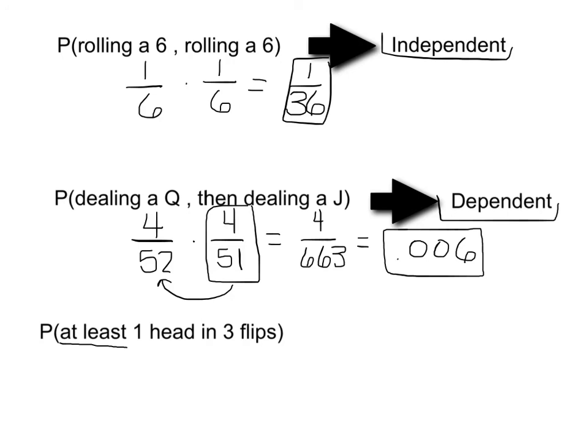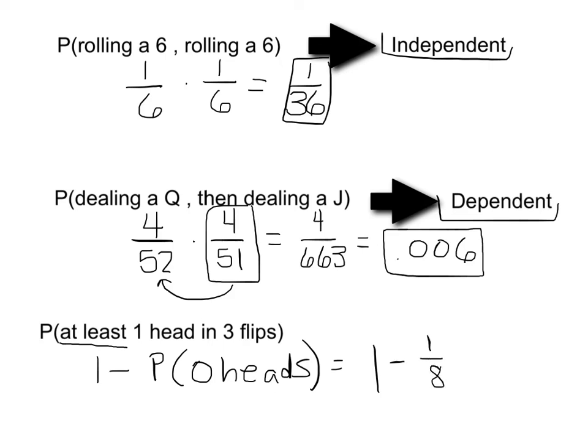What if I want to flip 3 coins? What's the probability that I will flip at least 1 head? Well, this is going to be the probability that I flip 0 heads subtracted from 1. Well, if I'm flipping 3 coins, the probability that I flip 0 heads is 1 outcome out of 8. So there's a 7 out of 8 chance that I'm going to get at least 1 head. 1 head, 2 heads, or 3 heads when I flip 3 coins.